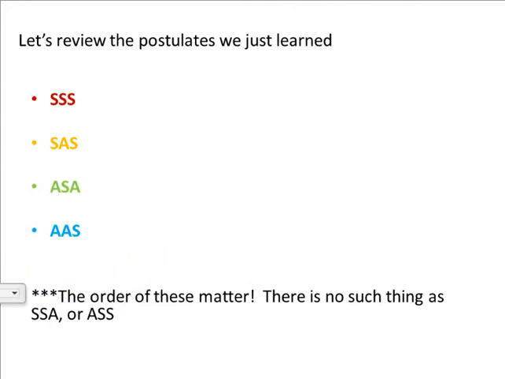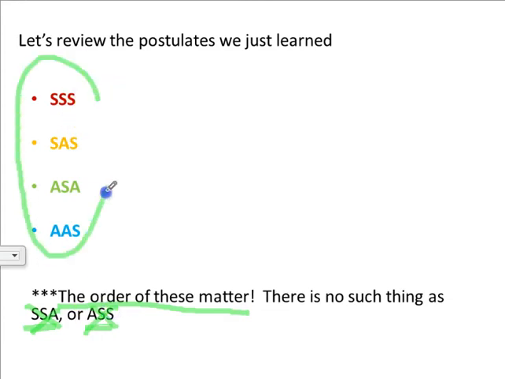I cannot stress enough how important the order is, and to make sure that if you need an included angle or an included side, it's sandwiched between the correct other sides or other angles. Notice we did not use side, side, angle or this bad word, ASS. So there's no such thing as these two postulates. There are only these 4 that we learned about. And we'll talk about the hypotenuse leg in just a moment. I know we left that out. But let's get some practice with these 4 that we just talked about.